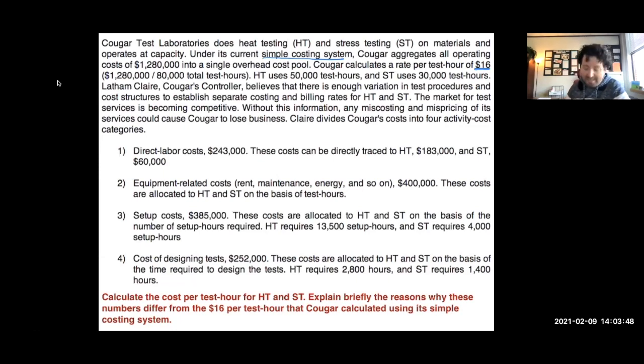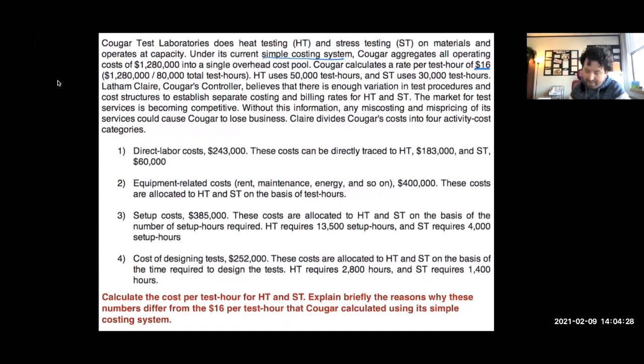All right, so heat tests uses 50,000 test hours and stress tests uses 30,000 test hours. Latham Clare, Cougar's controller, believes that there is enough variation in test procedures and cost structures to establish separate costing and billing rates for heat tests and stress tests. The market for test services is becoming competitive. Without this information, and we saw that last time, having miscosted information can cause us to go out of business. So their competition is getting more fierce, and they have to be cost competitive.